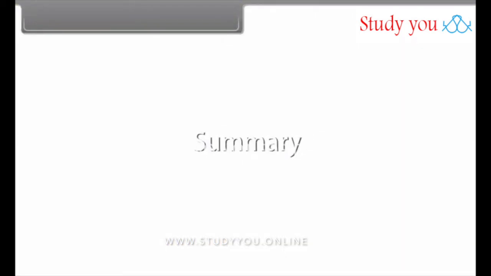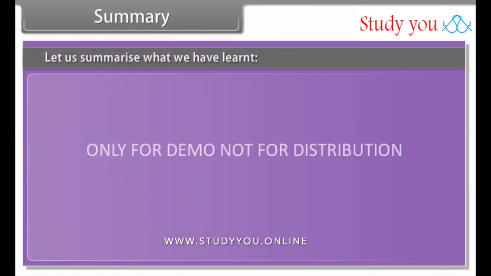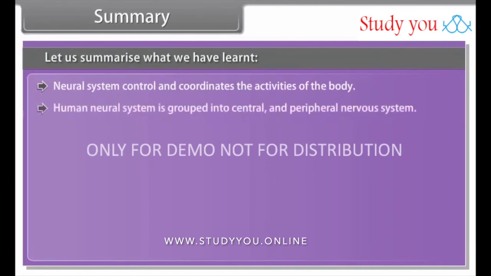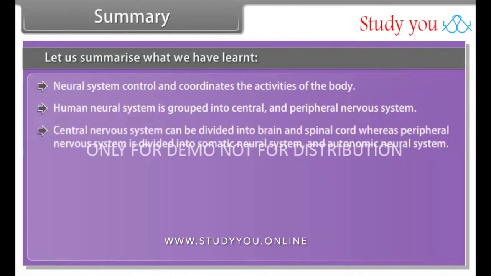Summary. Let us summarize what we have learnt. The neural system controls and coordinates the activities of the body. The human neural system is grouped into the central and peripheral nervous system. The central nervous system can be divided into brain and spinal cord, whereas the peripheral nervous system is divided into somatic neural system and autonomic neural system.